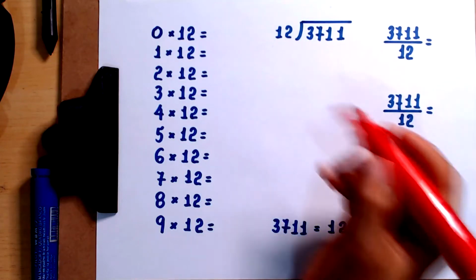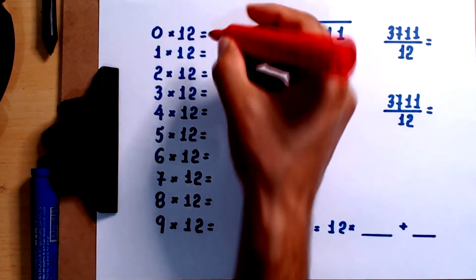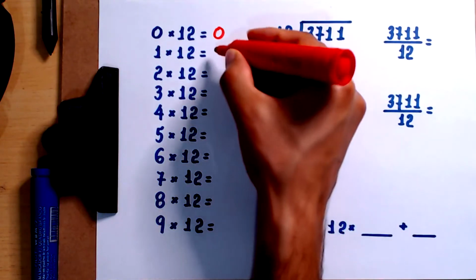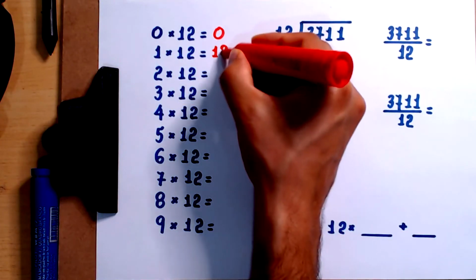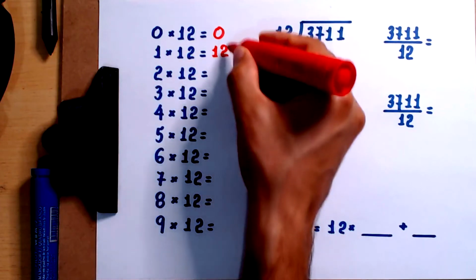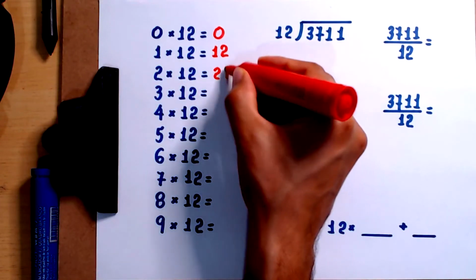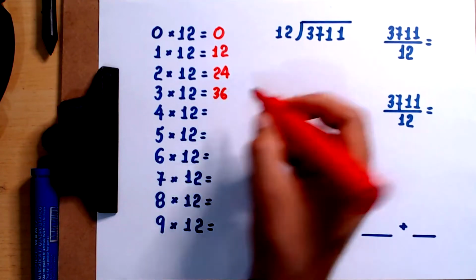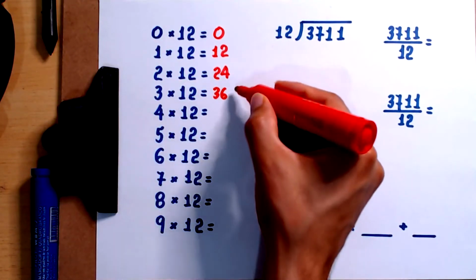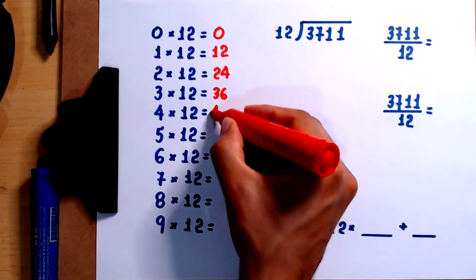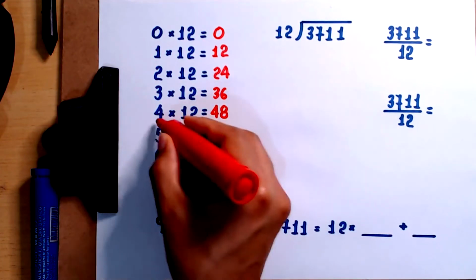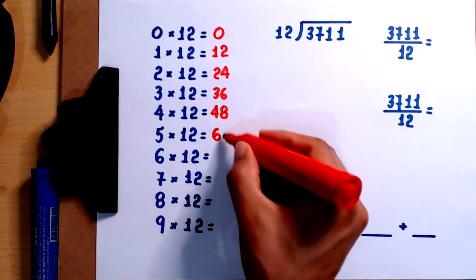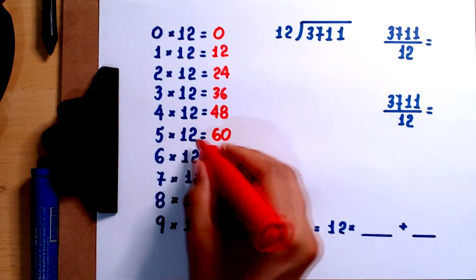Well, we can study. For instance, 0 times 12 equals 0 because it's 12 not even once. And 1 times 12 equals 12. 2 times 12 is 12 more, so it is 24. And if you add 12 more, you will find 36, which is 3 times 12. Adding 12 again, you will find 48, which is 4 times 12. Continue to add 12 and you will find 60. That is the result of 5 times 12.